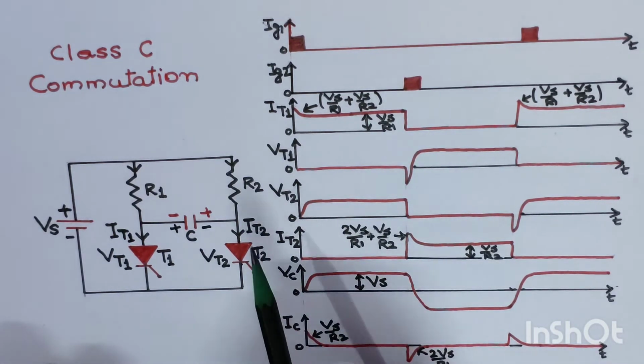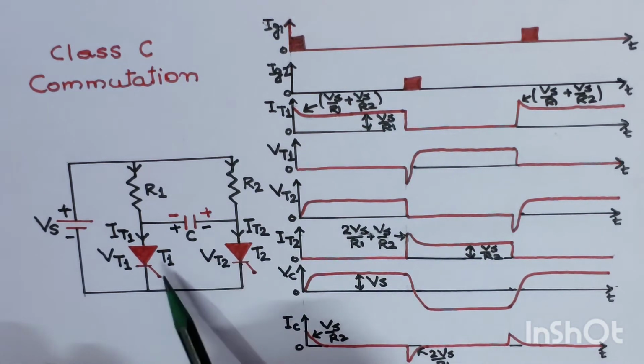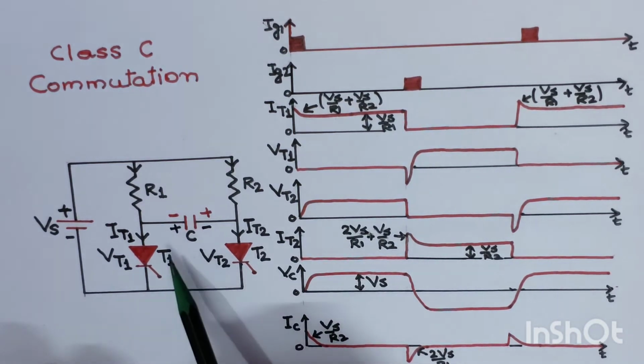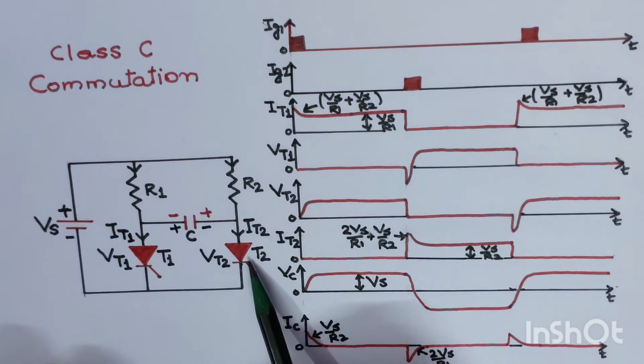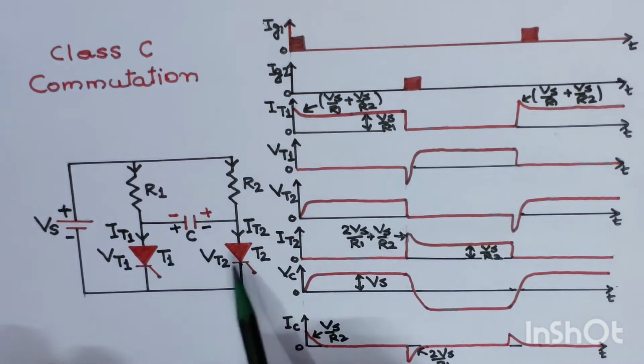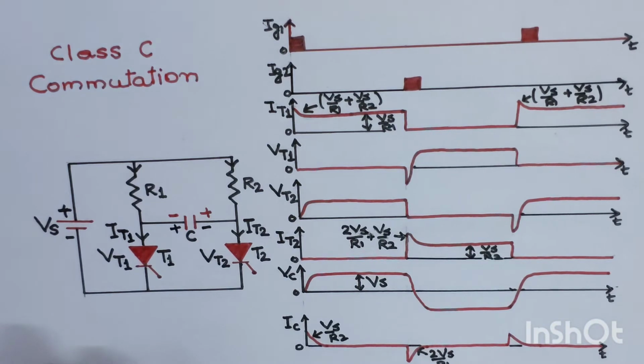So that's why it is called a complementary commutation, because if thyristor T2 is conducting and you give a trigger pulse to thyristor T1, then it will try to switch off the thyristor T2. And if thyristor T1 is conducting and you give a trigger pulse to thyristor T2, then it will try to switch off the thyristor T1. It means by turning on only one thyristor, it switches off the other thyristor. That's why it is called the complementary commutation.